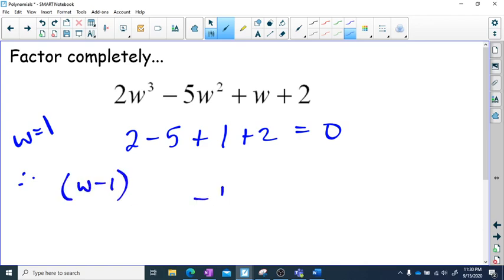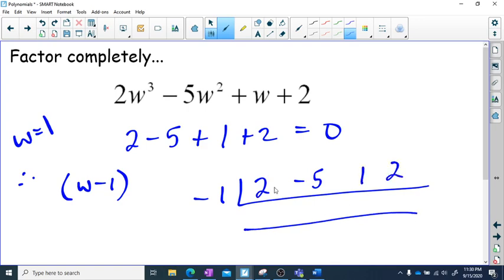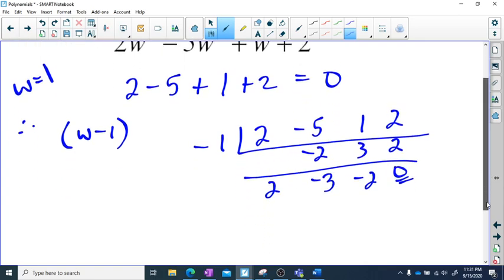Do a synthetic division. Minus 1 divided into the original: 2, minus 5, 1, and 2. Bring down your 2, minus 2. Subtract, minus 3. Then 3, subtract, you get minus 2. Multiply, you get 2. Checkpoint, 0, which is what should happen. It goes evenly because it's a factor.